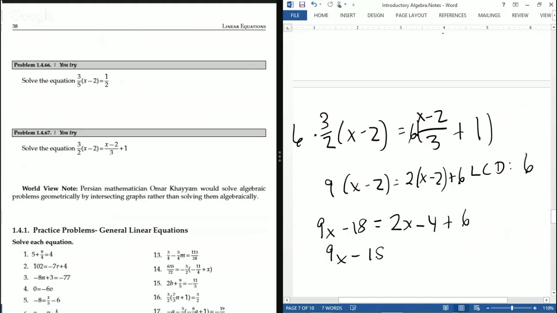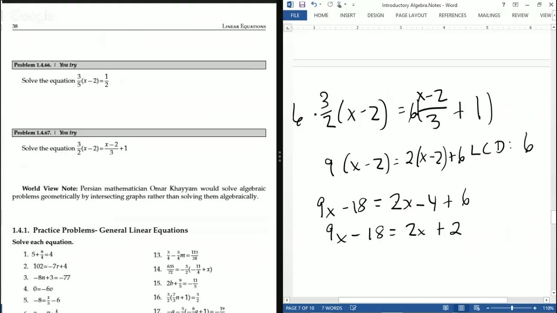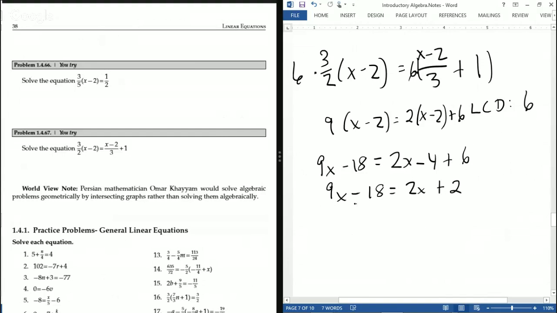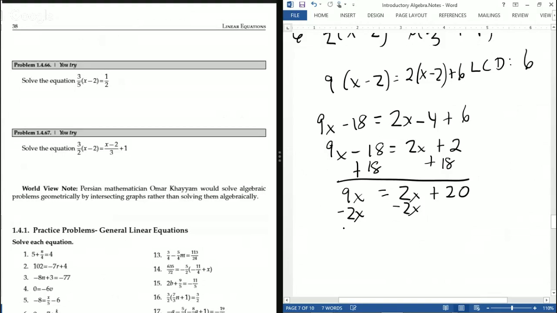9x minus 18 is equal to 2x plus 2. I'm going to add my 18 to both sides. I get 9x equals 2x plus 20. Now I'm going to subtract 2x on both sides. I'm getting 7x is equal to 20. So x is equal to 20 over 7.